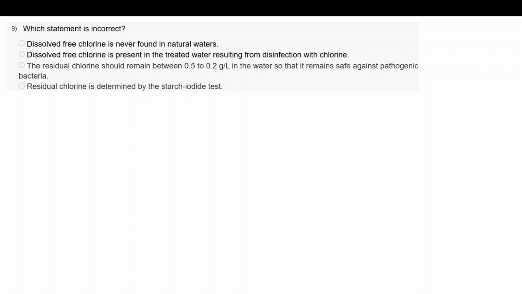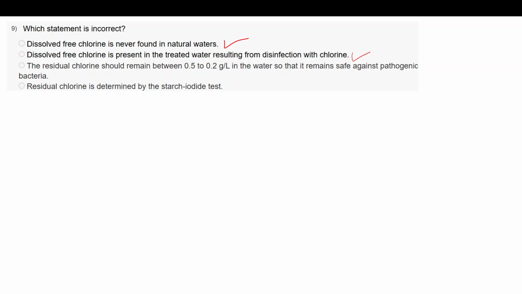Next is, which statement is incorrect? So incorrect, you need to find out. So let's look into the options. First option is, dissolved free chlorine is never found in natural waters. So that is correct. Free chlorine is present in treated water resulting from disinfection with chlorine. That is also correct, right? Because there could be some residual chlorine because some might not be used.